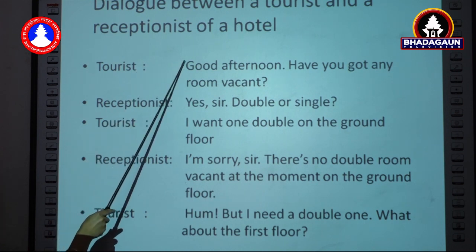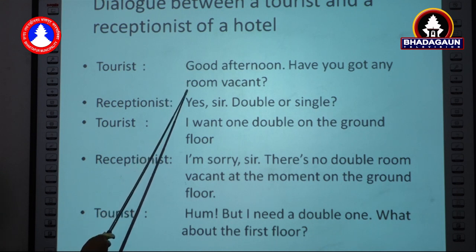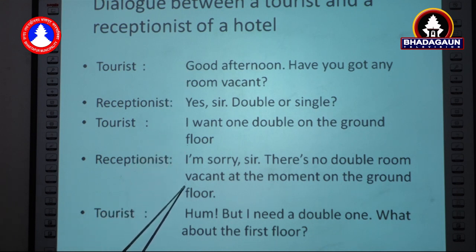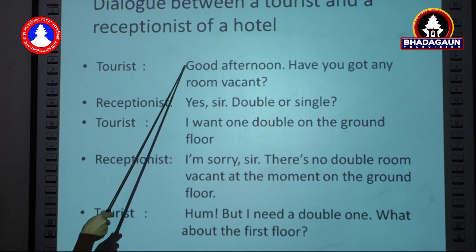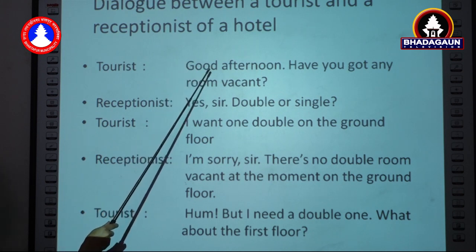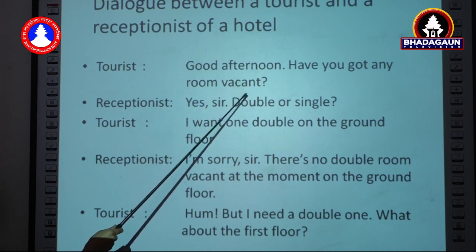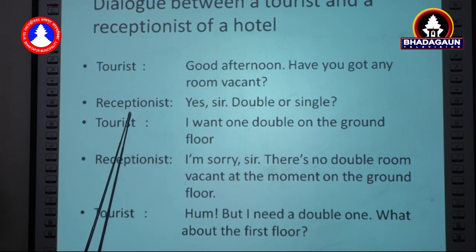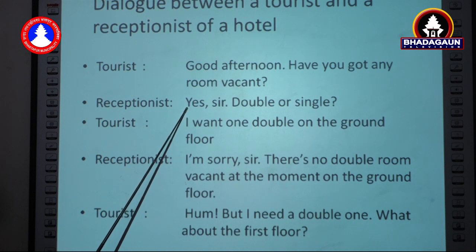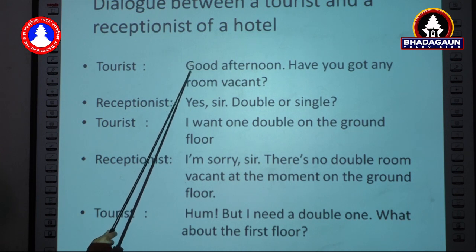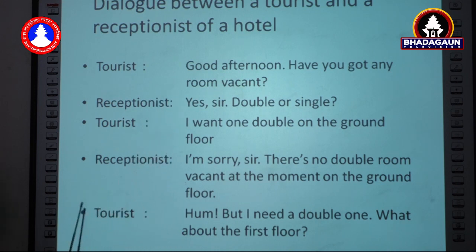But the very important thing is that there must be alignment of the dialogue. Whenever you write the dialogue, there must be alignment. Like for example, whatever the tourist said, good afternoon, have you got any room vacant? And when I started with this receptionist one, I started with the same position, same place where I had started the dialogue of the tourist. So this is called the layout and format, which is very much important to be focused.